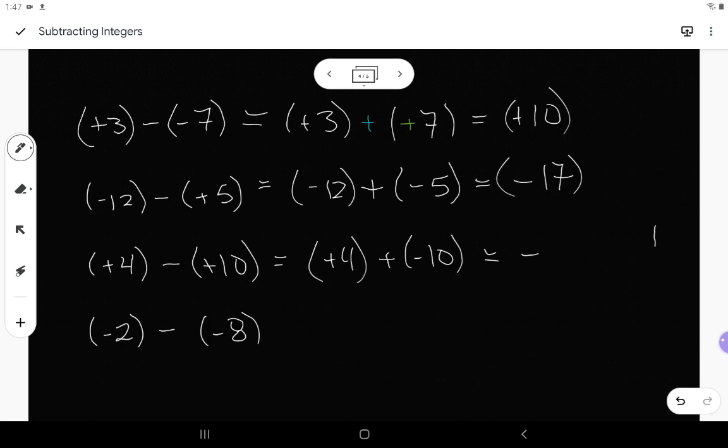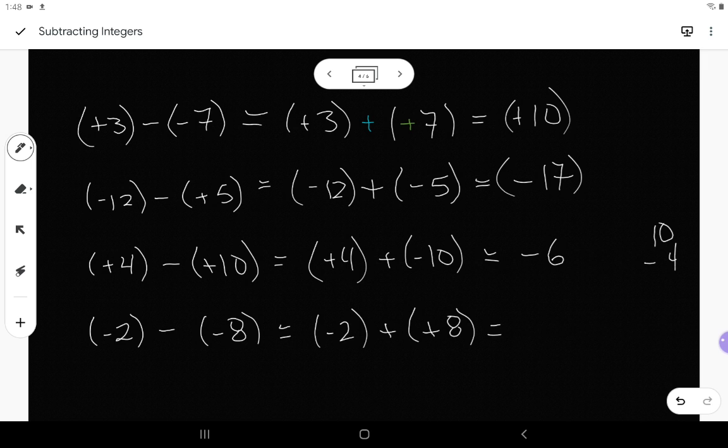And now I find the difference between them. 10 minus 4, there is a difference of 6. Right? So 4 of my positives will cancel out 4 of the negatives, but there will still be 6 negatives left over. Then we've got negative 2, and instead of subtracting negative 8, I'm going to rewrite that as adding the opposite of negative 8, which is positive 8.